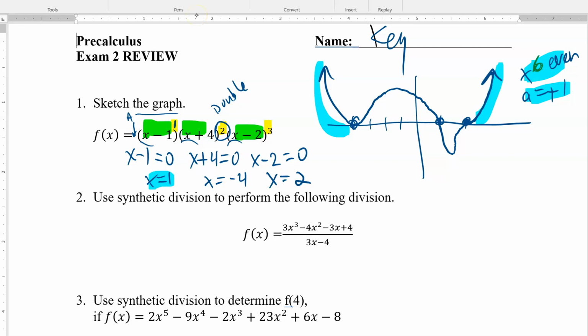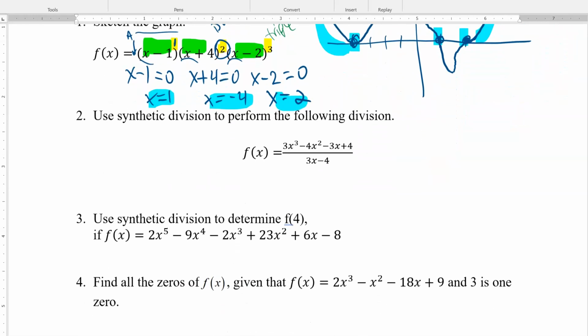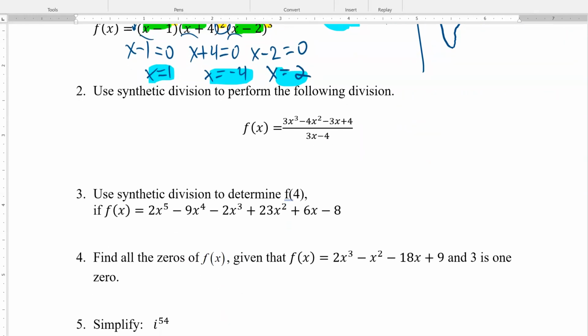I'm looking for the three zeros, one, two, three. And then I'm looking at the behavior at each of those zeros, and that is from this being a double root, this being a triple root. That just tells me how the graph behaves at that root. So there's a lot to this, but keep in mind I'm grading this by hand, so little mistakes, I can kind of clean those up. This specifically says use synthetic division, so I do want to verify that we can use synthetic division, so I am expecting you to do this question synthetically.